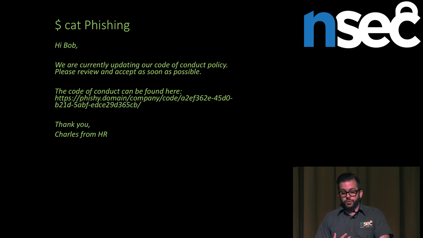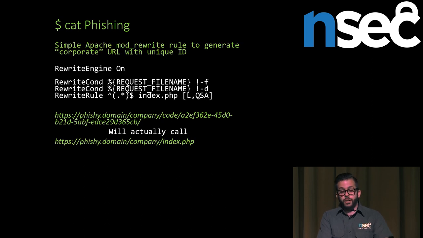So this is a perfect example. As I mentioned, I'm a huge fan of the code of conduct update. So you just say, hi Bob, we recently updated our code of conduct policy. Please review and accept as soon as possible. And you provide this super corporate link with a UID at the end so you can track your user. That's really important, because if you know this ID was tied to a specific user and you see three different IPs fetching the same payload, you're probably facing an automated product that is trying to understand what's going on with your email. So it may raise a red flag on your side.